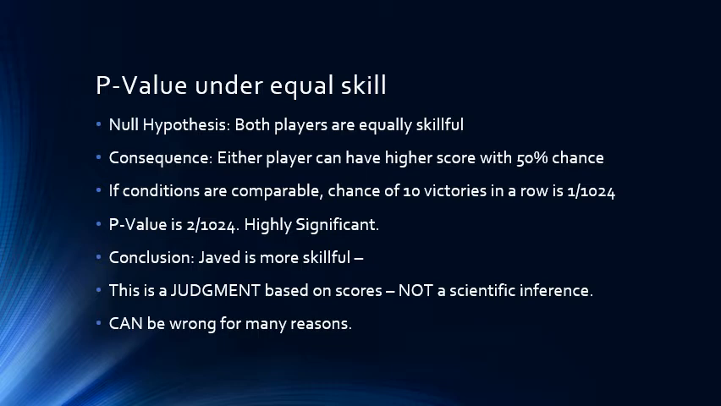But this is a judgment based on the numbers alone. It is not a scientific inference. We cannot really prove this. It may not even be true. It may be wrong for a number of reasons. Somebody who looks at the two players play will have access to qualitative factors. He will be able to look at their style, performance, and many non-measurable factors, and may be able to come up with a better judgment which doesn't depend on the scores at all.